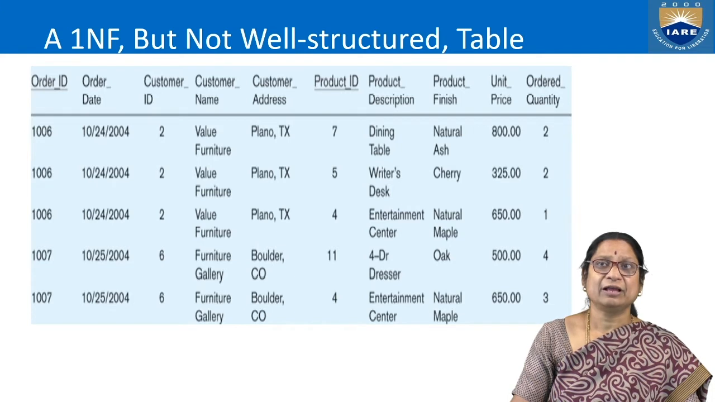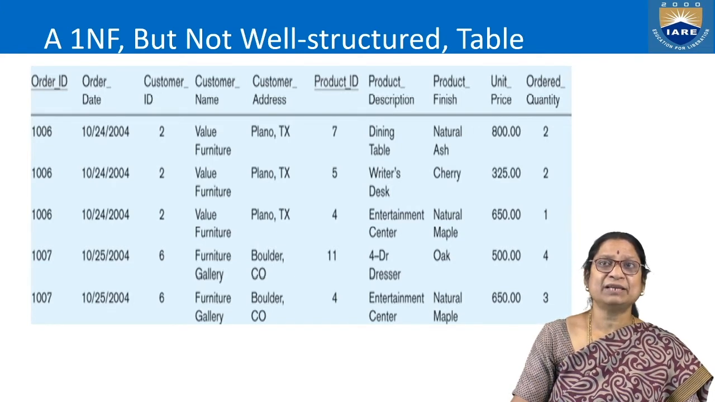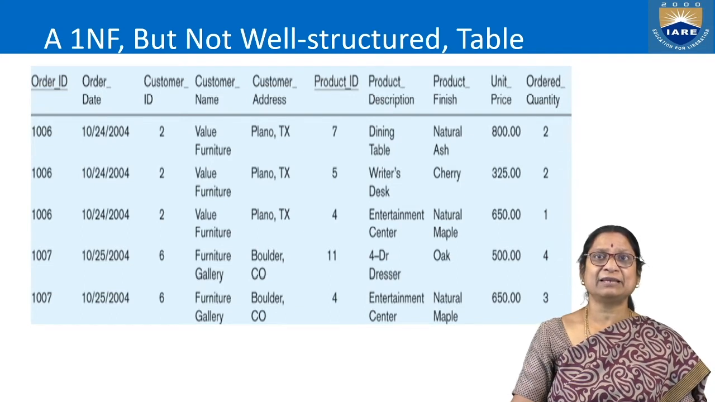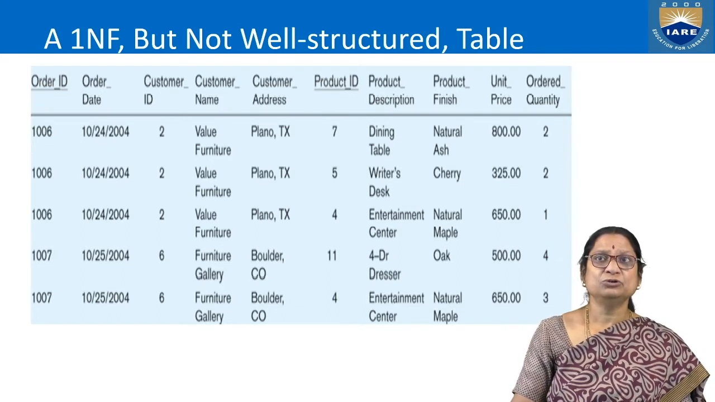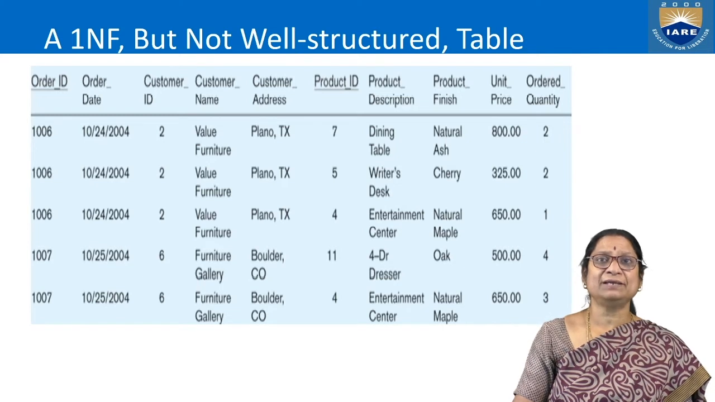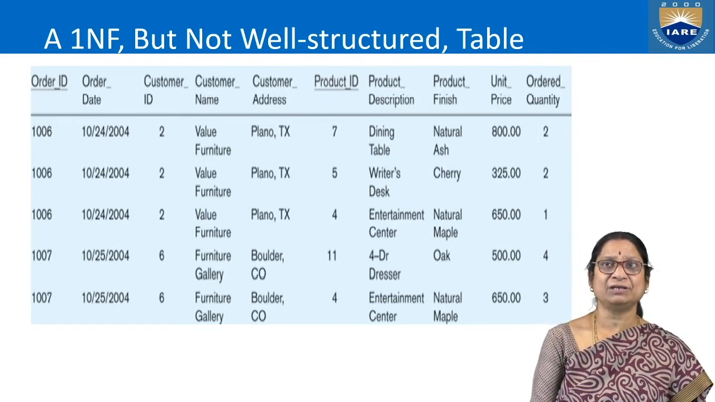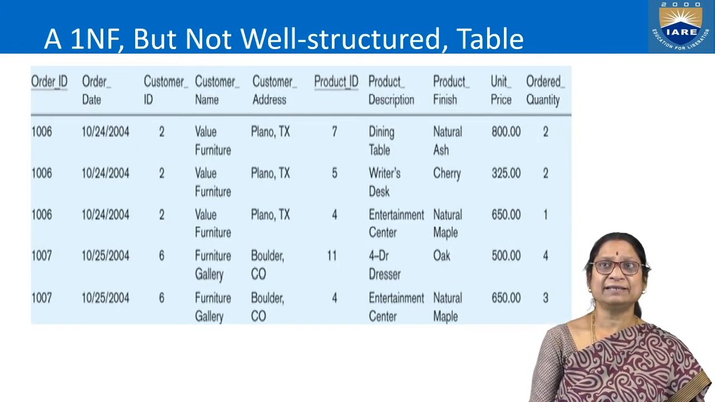Fine. But even though it is in 1NF, it is not a well-structured table. Why? Because most of the data is repeated. You observe customer address, customer name and customer ID. All of them are repeated thrice. Wherever customer ID is 2, the respective customer name and address are repeated. Similarly, wherever product ID is there, product description is repeated.